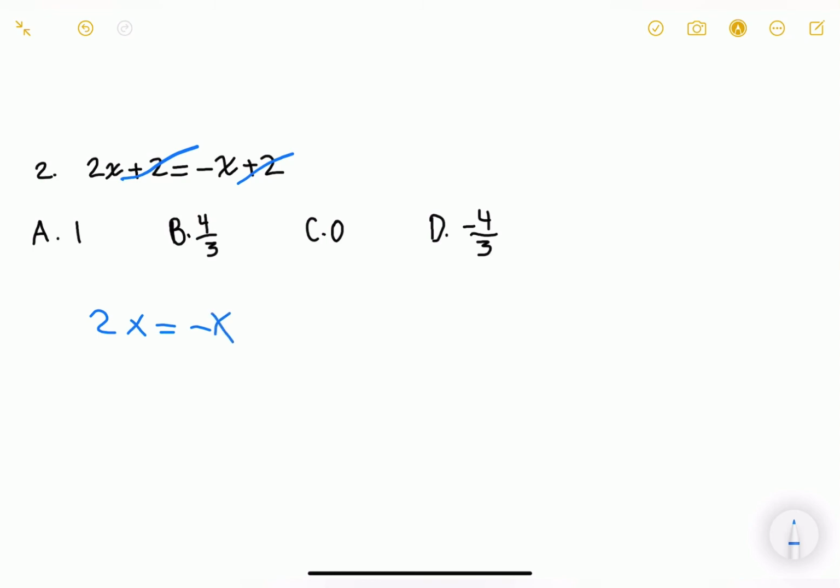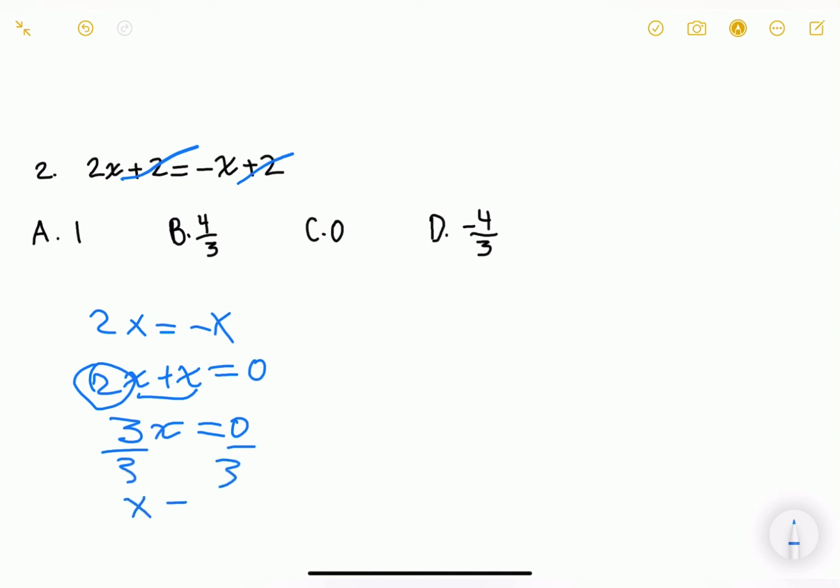negative x, and then we're going to simply move the variable to the left, meaning we're going to have 2x plus x equals 0. And then we're going to collect the like terms, which now we see there's 2 x's, or I mean 3, because this is the coefficient. So we're going to have 3x equals 0. And then we simply divide both sides by 3, and then x is still going to equal 0, meaning our answer is C. Our answer is C.